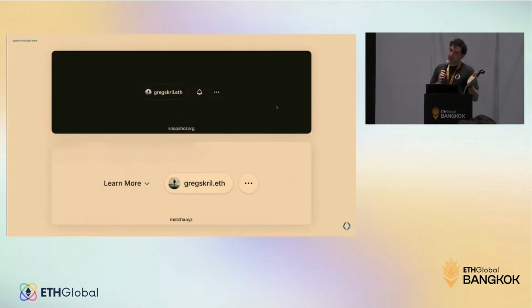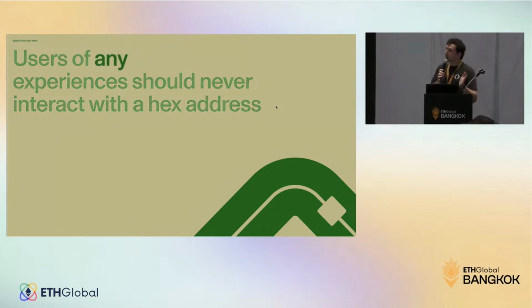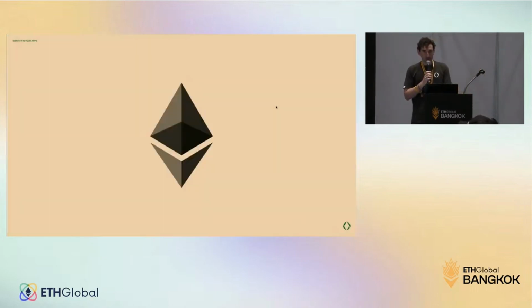Similarly, this is the primary name part. When I sign into apps across the ecosystem, it will show me my name, not only my address, because ENS is my portable on-chain identity. So why is this important? The goal here is that users of crypto-powered experiences should never interact with hex addresses, because they're confusing and long and just annoying, right? And then we take that a step further and say users of any experiences should never interact with hex addresses. So it's ENS's goal to solve this.